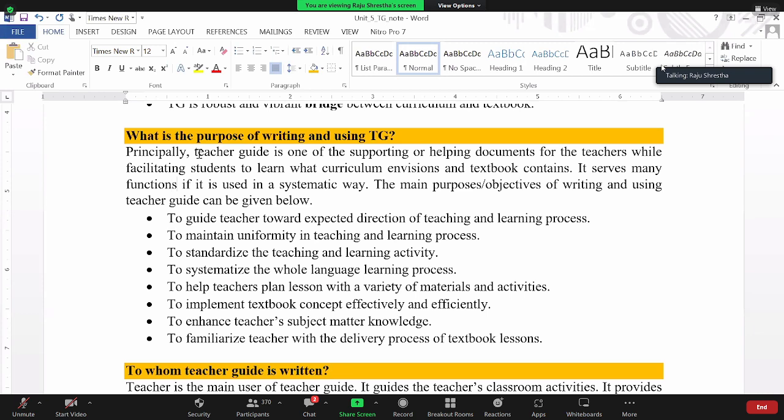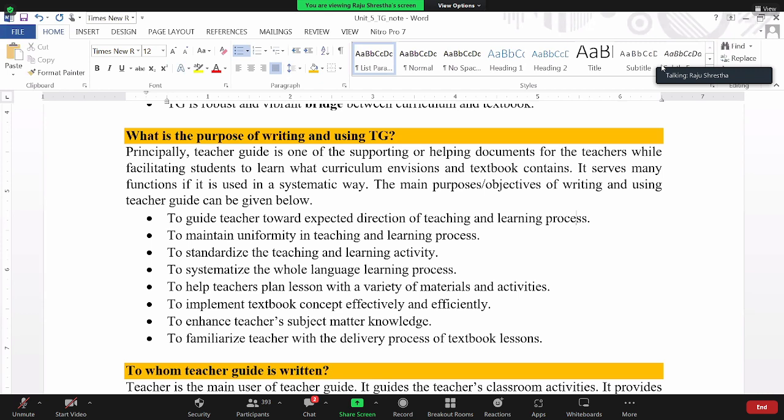This is the theoretical understanding. Principally, TG is this. So this is a helping document, supporting document, facilitating document to the teachers while delivering the textbook vision, curriculum vision and textbook context. It serves many functions if it is used in a systematic way. The main purpose or objectives of writing and using teacher guide can be summarized in the following points.